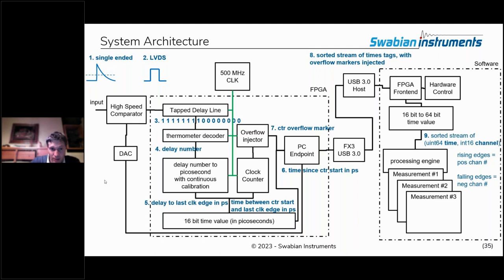And then there's a block which converts the delay number into picoseconds, and that contains this continuous calibration of the tap delay line, to be sure that we always have the precise length of these delay elements. At the same time, we simply count the edges of the 500 megahertz clock to get a coarse time value, so that we have the number of clock edges passed since time 0. That's just a clock counter. Taken together, we have the coarse time value and the fine time value, which is the delay relative to the last clock edge. And that taken together then gives a 16-bit time value in picoseconds.